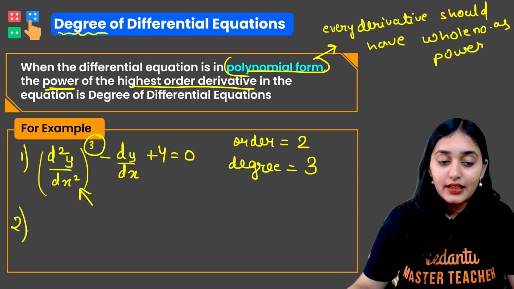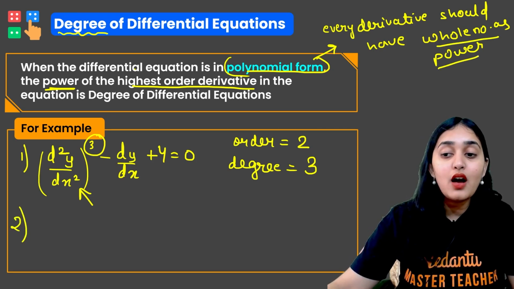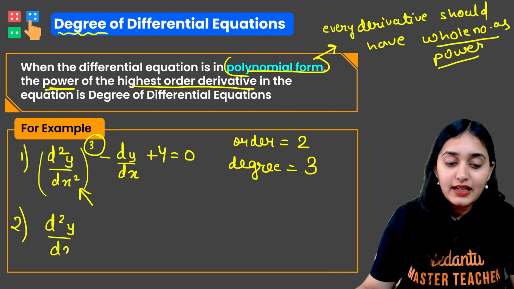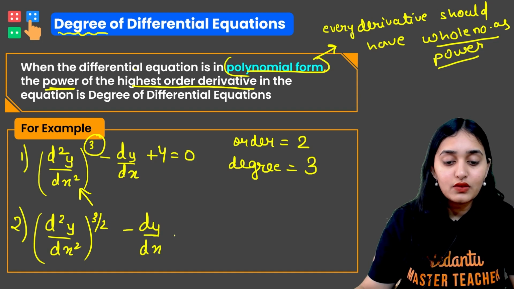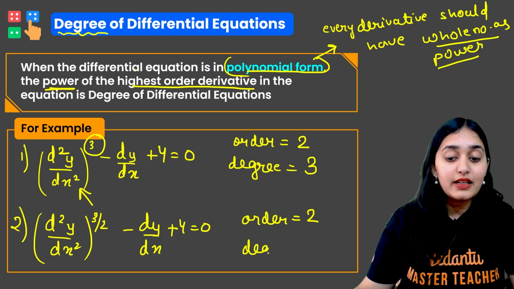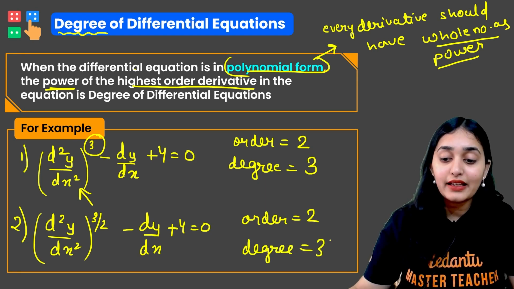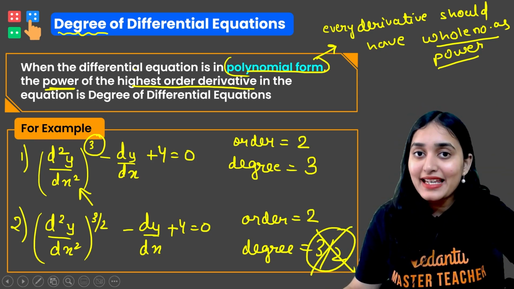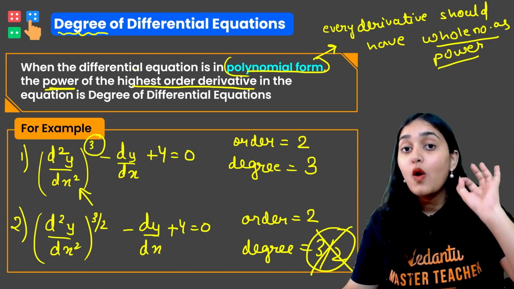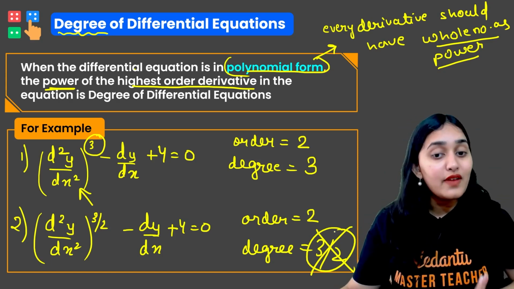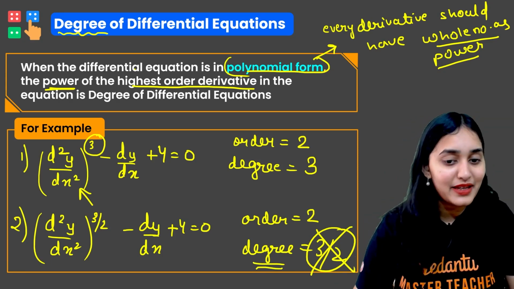Okay. Similarly, I said that the power should be a whole number. What does that mean? Suppose you have written (d square y by dx square) to the power 3 by 2 minus dy by dx plus 4 is equal to 0. What is the order of this equation? 2. But what is the degree of this equation? Will I write 3 by 2? No. It should be a whole number. It cannot be a fraction. It cannot be a decimal. Only then you can define the degree. But then how will you define degree for this equation? Let me show you some examples.